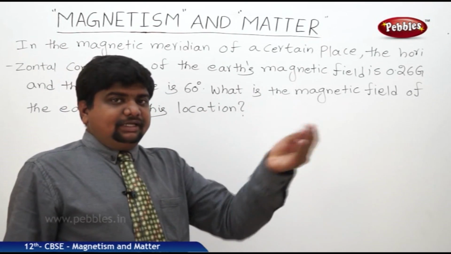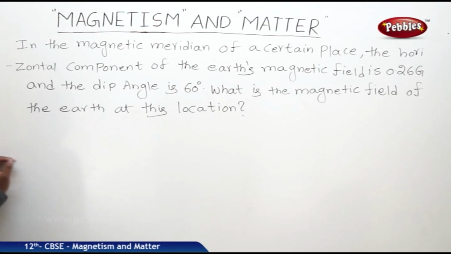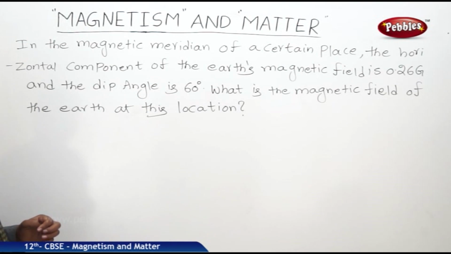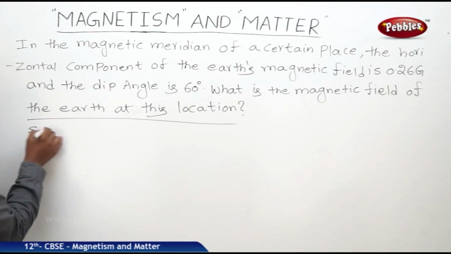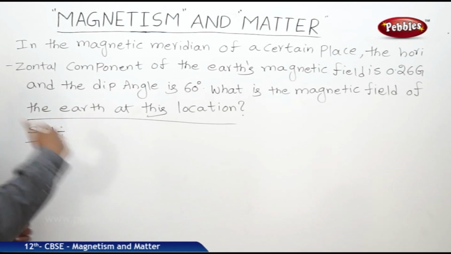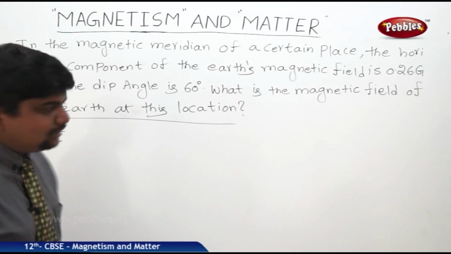Here is the problem with respect to the total magnetic field at a meridian axis. The problem says: in the magnetic meridian of a certain place, the horizontal component of the Earth's magnetic field is 0.26 Gauss. So we can write the solution. While solving any problem, it is better to write all the physical quantities, then we may get an idea to solve it.